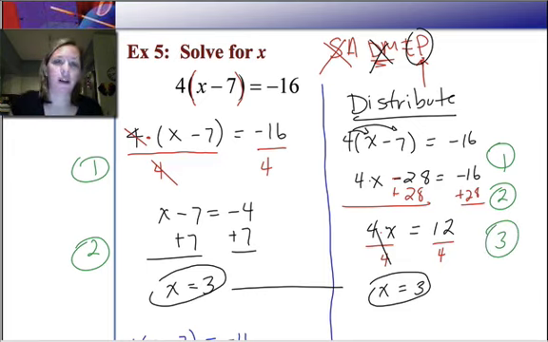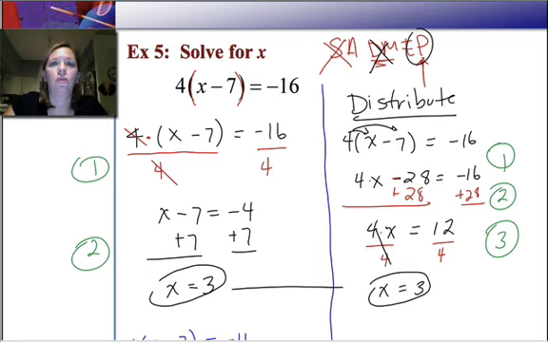Now, it doesn't matter which way you work it. Both of these are going to lead to the correct solution. So do whichever way you like better. When you're distributing, that gives you more chances, more opportunities to make mistakes. So I don't think it's the best way.